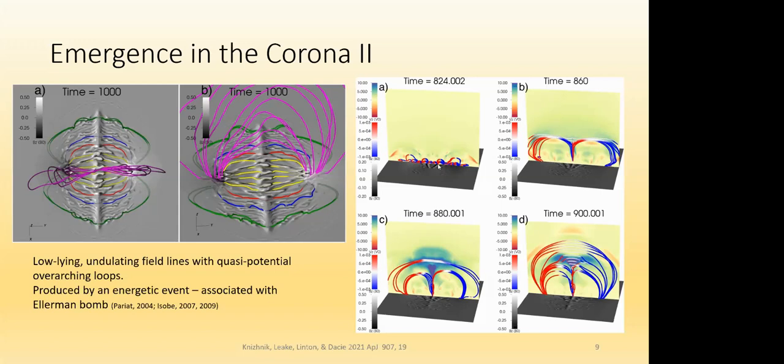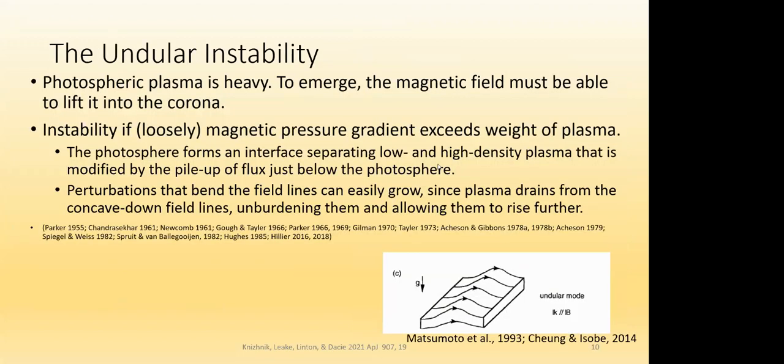And so there's a lot of evidence that undulating field lines are associated with these types of energetic events. Now, the way that the flux actually emerges through the photosphere is interesting because there's also some evidence for that in the observational literature. But basically, it's the magnetic buoyancy instability, or a mode of that instability.